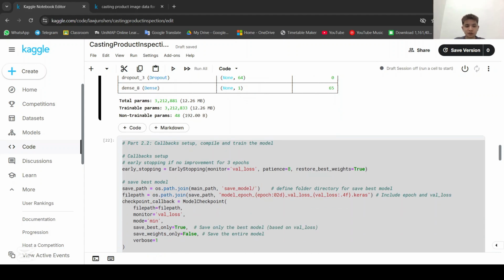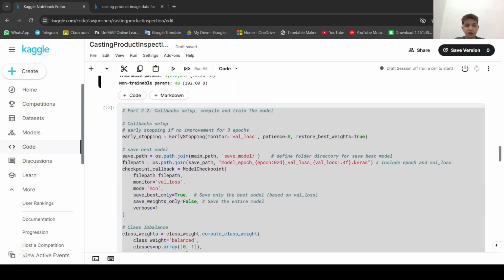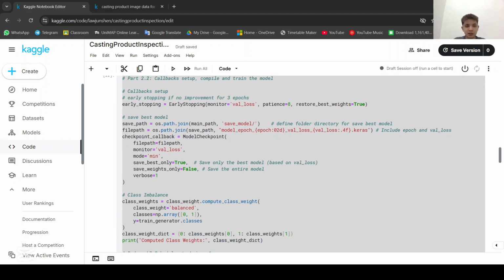Now let us continue to the second part of the architecture design. Let's start with the callback setup. The first callback technique that we use is early stopping. We implement early stopping to monitor the validation loss. If the model does not improve for eight continuous epochs, the model will restore the best weights.